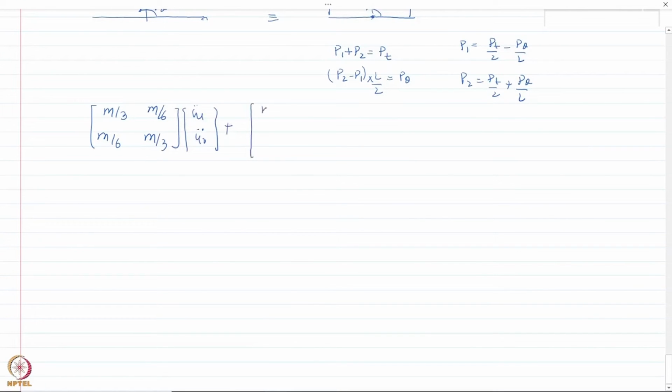Then the stiffness vector k1, 0, 0, k2, u1, u2, and then the force vector. Okay, and we can compare this to the direct equilibrium method and see we have obtained the same equation of motion.